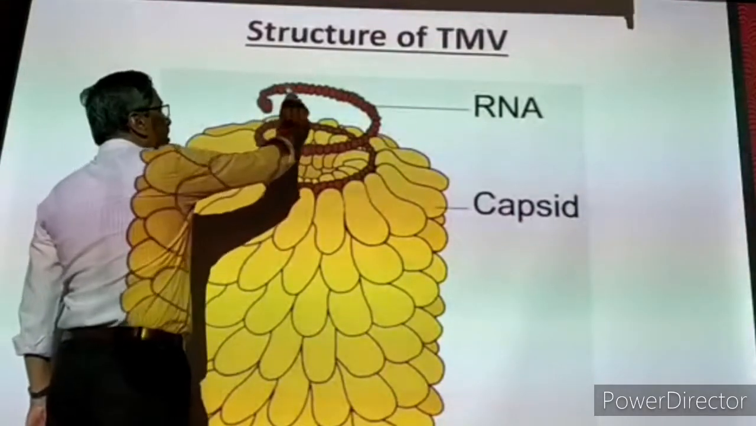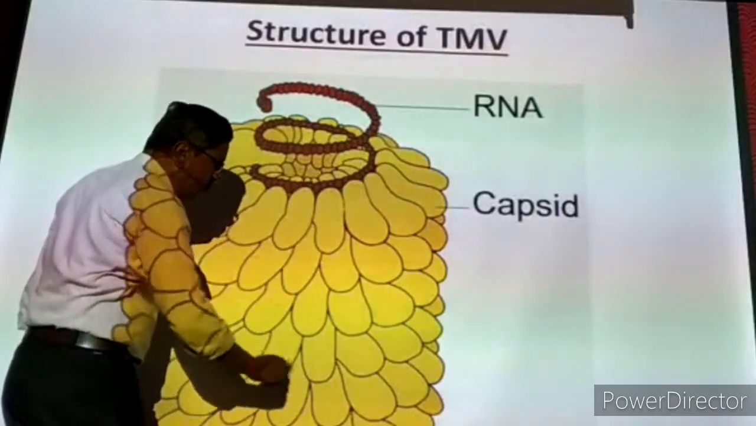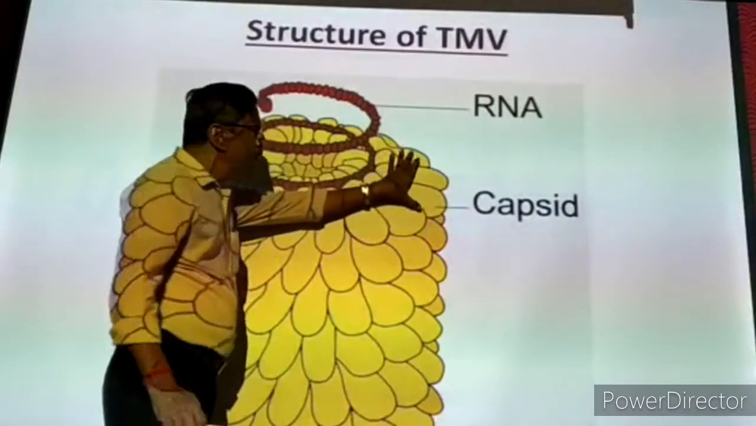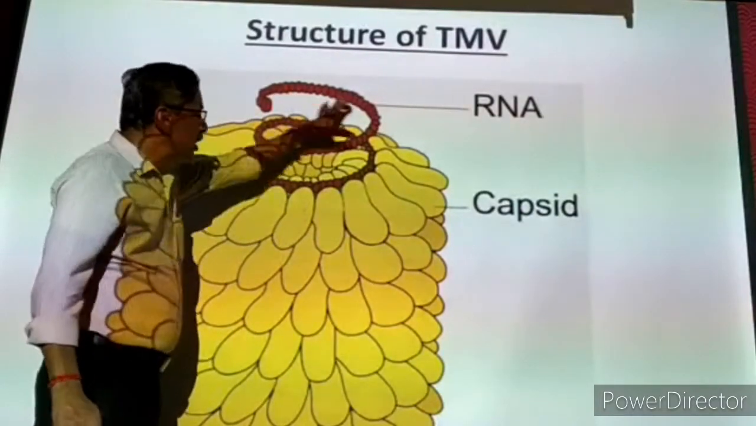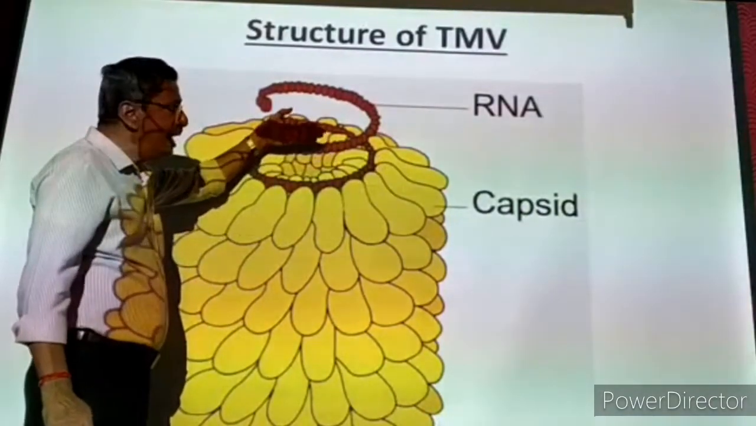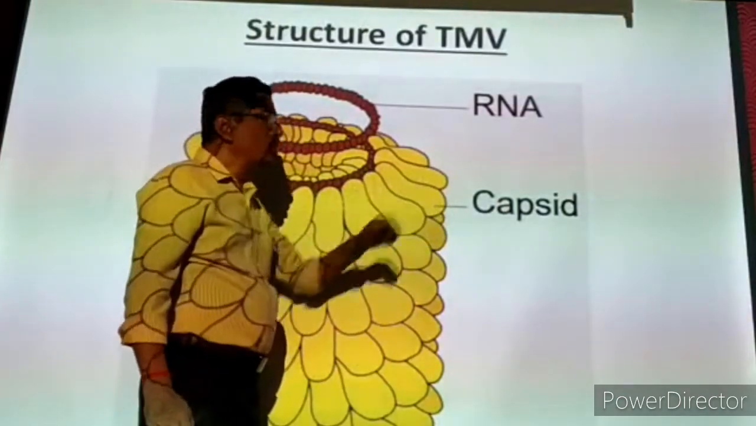Now this RNA, you can see, is a long thread kept in a coiled form. Outside that, the protein molecules are present, forming one layer completely all around. So we cannot see the RNA at all. Only the protein coat can be seen on the outside. That is called the capsid.